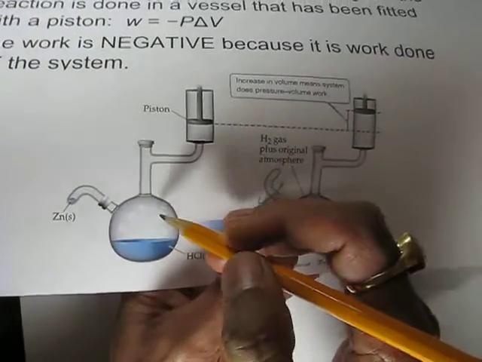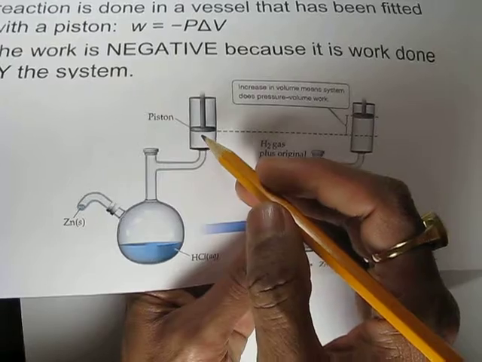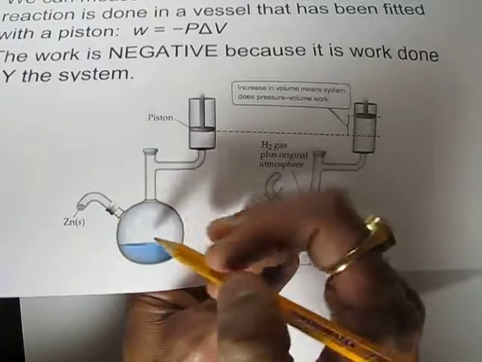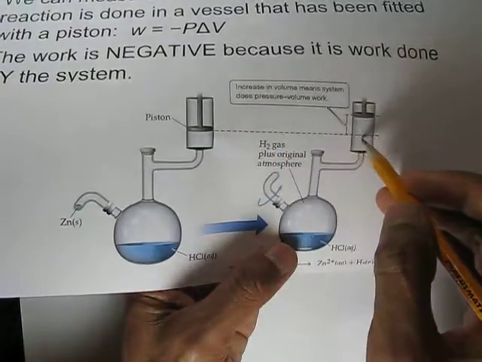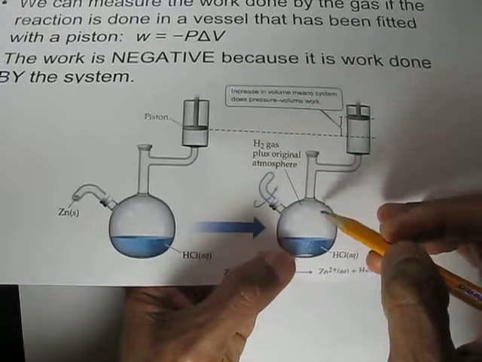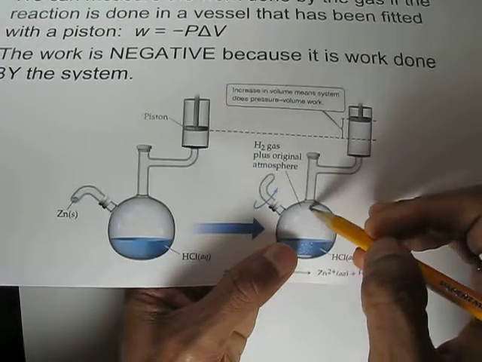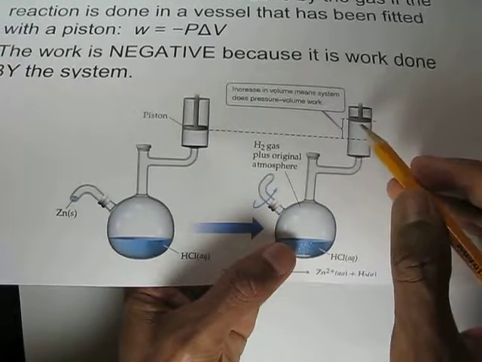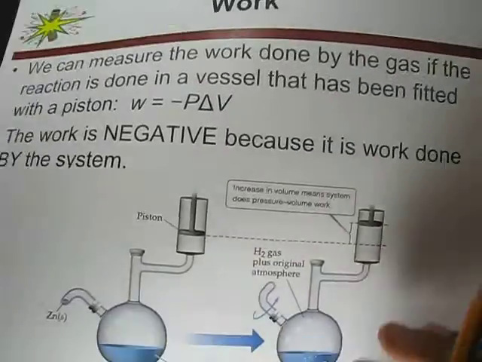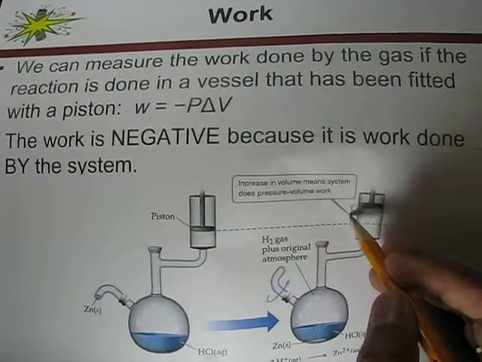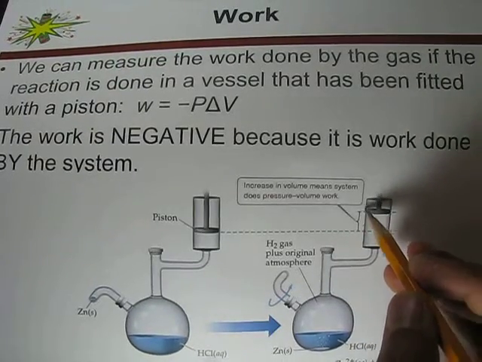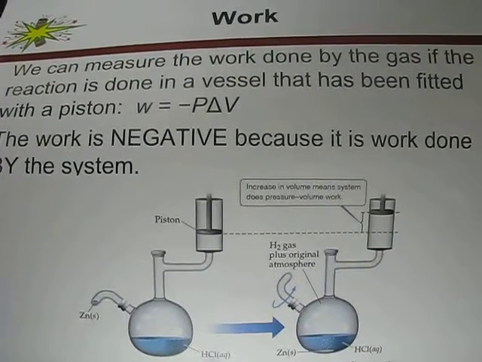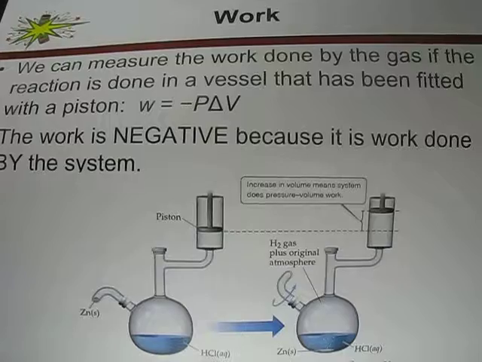If this closed system is fitted with a piston, before starting any reaction, before adding zinc, the piston is at this point, and after adding zinc the reaction happens, some hydrogen gas forms, and that gas goes up and pushes this piston up to this height. So this height you can measure, and based on the height and the area of the piston we can calculate the total volume change.